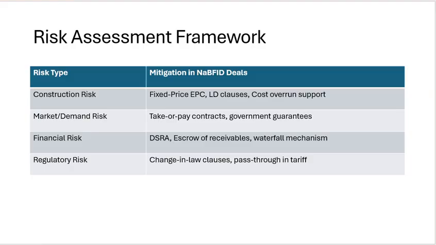Then the waterfall mechanism, where we are going to discuss how the lenders monitor the cash flows of the project. Initially operation and maintenance, statutory dues and taxes are paid, and then the funds go into the lender account, then the major maintenance account, then the operation and maintenance account, and then finally are distributed to the equity holder. So that's the financial risk.